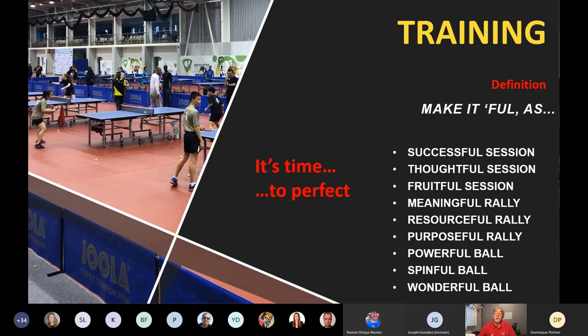Going quickly to the training, which we are also very familiar with. I just put the definition: make it full. Whatever you do in the training, whether it's a session, a rally, a ball, whatever, has to be full. So I listed some of them, and I hope you like it. Successful session, thoughtful session, resourceful rally. You can read some of them. Powerful ball, wonderful ball, because players also love to have some exceptional performance during the training, making some really unbelievable, unexpected, and at the end wonderful.